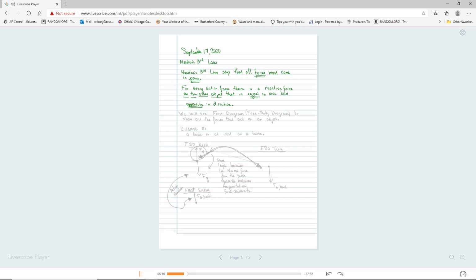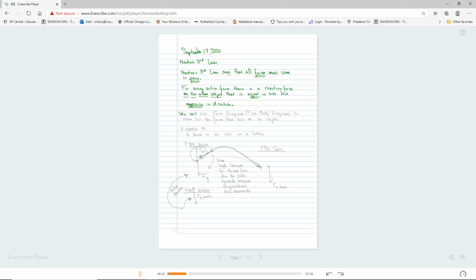What's after equal in size, but opposite in direction? So basically, there's an upward force, but then there's also gravity pulling down, but on a different object. And that's going to be huge in terms of how we apply this. So there's what Newton's law says.